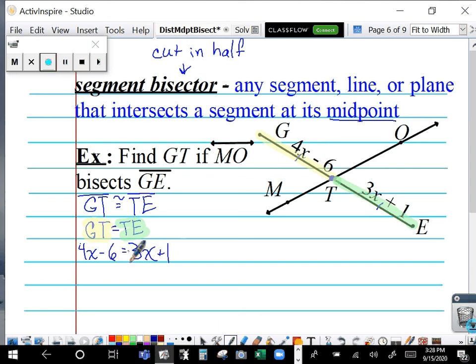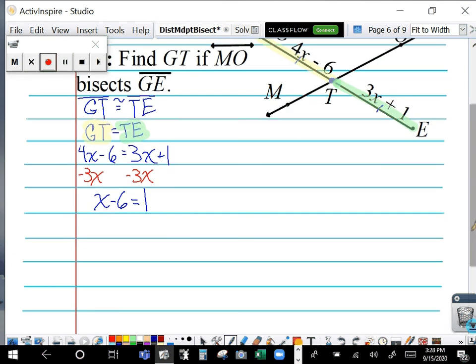So we'll subtract 3x from both sides, get all our x's over here on the left, and 4x minus 3x is 1x, or just x, minus 6 equals 3x minus 3x cancels, and we just have 1. They're subtracting 6, so we'll add 6 to both sides, and we'll get x equals 7. Now, we want to circle that and say that that's our final answer.